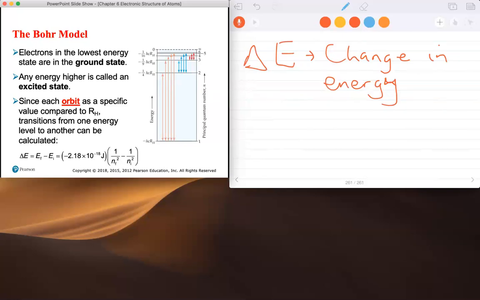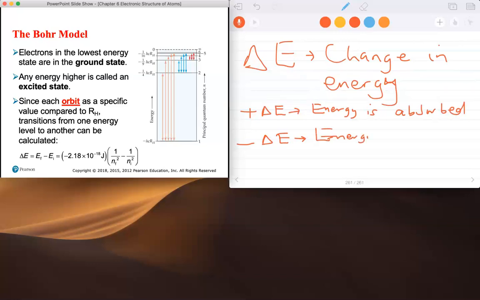There are two things here: either energy is absorbed or energy is released. If it is positive, what does positive mean? Positive delta E means energy is absorbed, endothermic. That means it's carrying a positive value. Remember, positive enthalpy of reaction. And negative here means what? Energy is released by an electron.